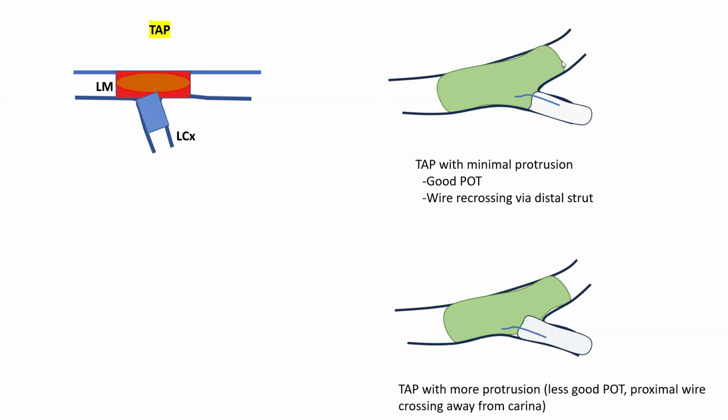After left main LAD stenting, you do a very good POT of the left main, which would push some of those left main struts into the circumflex, and you do distal wire recrossing, not proximal, distal wire recrossing. That good POT and distal wire recrossing will allow some of that main stent to bulge into the circumflex and will allow you to position the side branch stent with minimal protrusion into the main branch, as the upper arm away from the carina is already somewhat covered by the main branch stent.